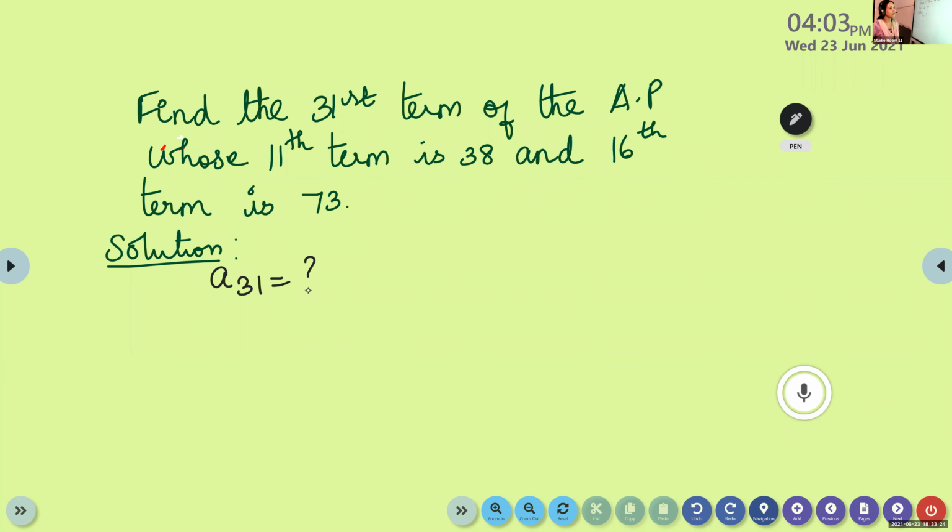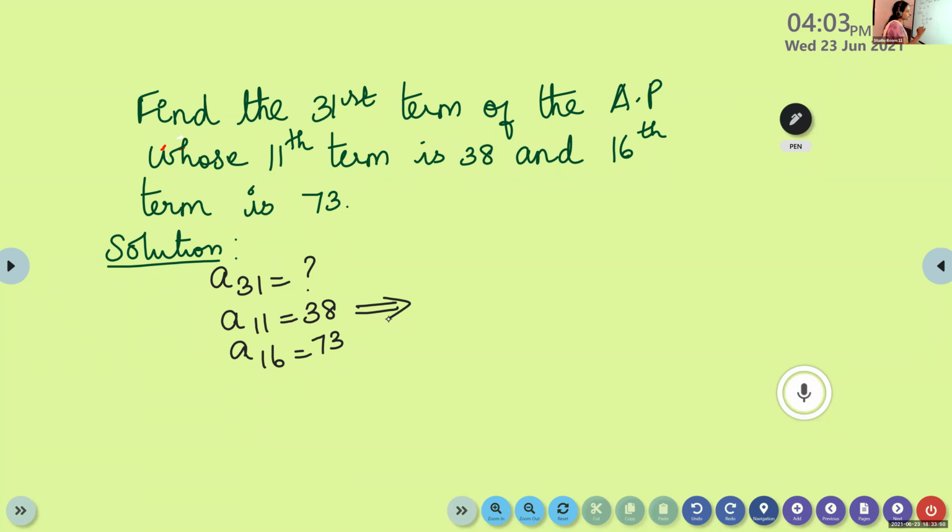The 11th term is 38, so A11 is 38. And the 16th term, A16 is 73. Now how to solve this?